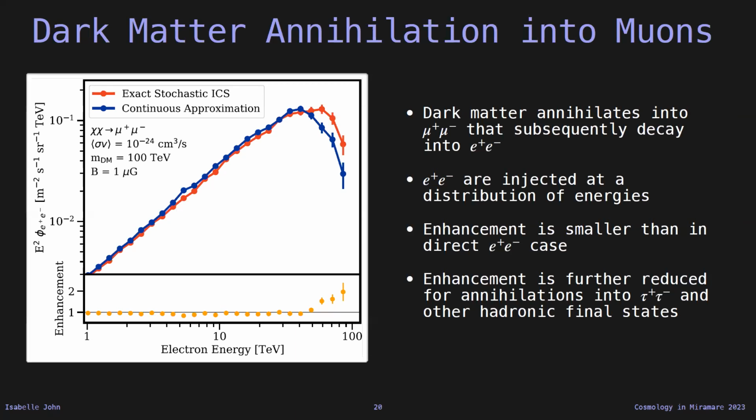What is interesting to observe instead is that if we were to fit this to a signal that we observe, we would underestimate the dark matter mass in the continuous model, because you can see this shift between the two models. And if we go to annihilation to tau, this would be even less, because the injection is more broad.